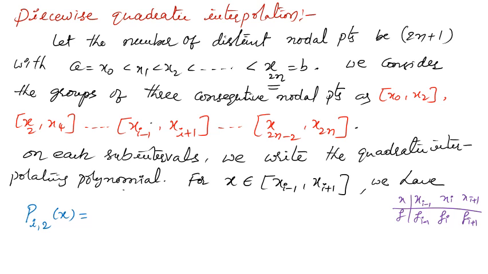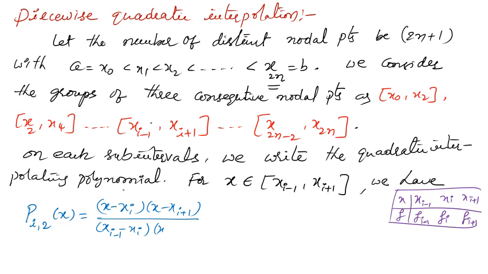You know how to write Lagrange's polynomial for this data. What is that? P_i2(x) equals, delete the difference x minus x_{i-1}, write the remaining two differences, (x minus x_i) by (x minus x_{i+1}), divided by, replace x by x_{i-1}, (x_{i-1} minus x_i)(x_{i-1} minus x_{i+1}), this is multiplied by the function f of x_{i-1}, plus next one is what?